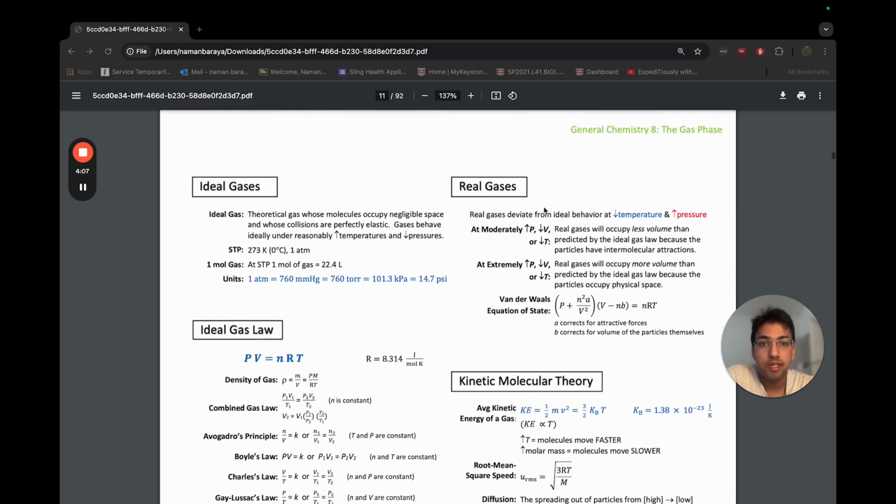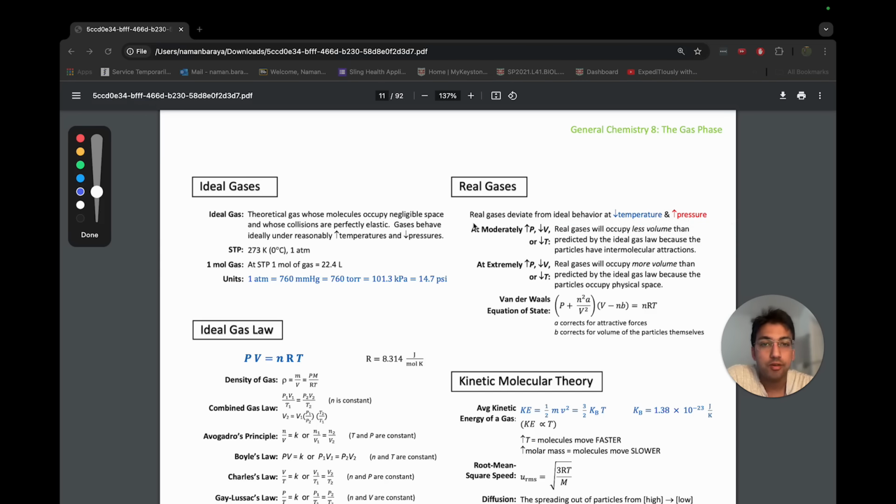Okay, the next is real gases. Remember when I said ideal gases usually are under high temperature, low pressure? Well, real gases deviate from ideal behavior. Those particles actually do take up space, and they do lose energy when they hit each other, and that happens usually when there's low temperature and high pressure.